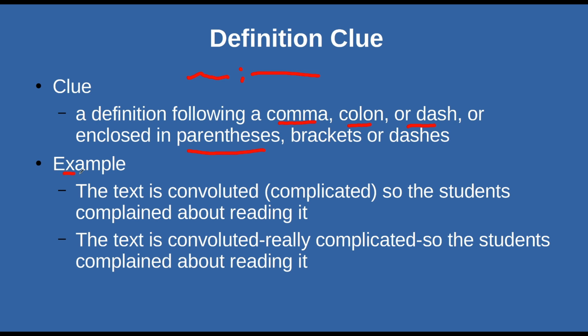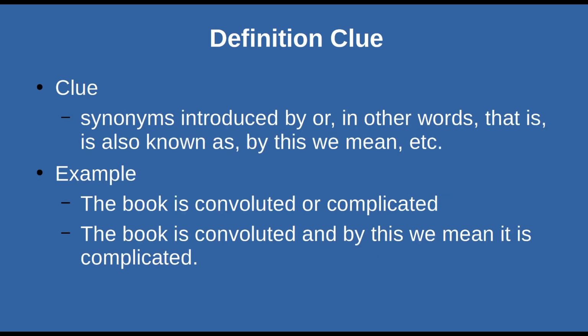Now, in the example below, we have the following. The text is convoluted. Notice I put here in parentheses complicated. This is like a secret to what that word means. So the students complain about reading it. This text is convoluted, and now I'm using dashes this time, that means really complicated, so students complained about reading it. So each time, I'm telling you what the word means within the sentence. And again, not using phrases this time, but rather using grammar.